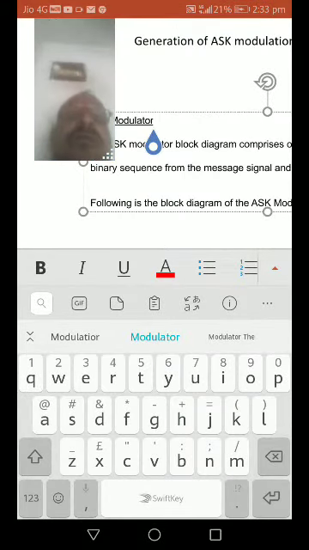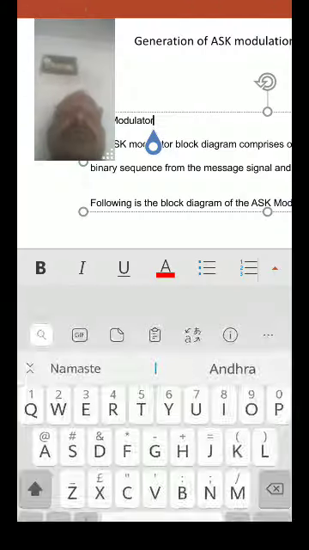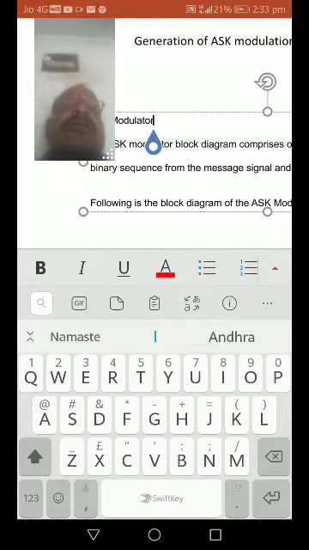Generation of ASK modulation and demodulation.